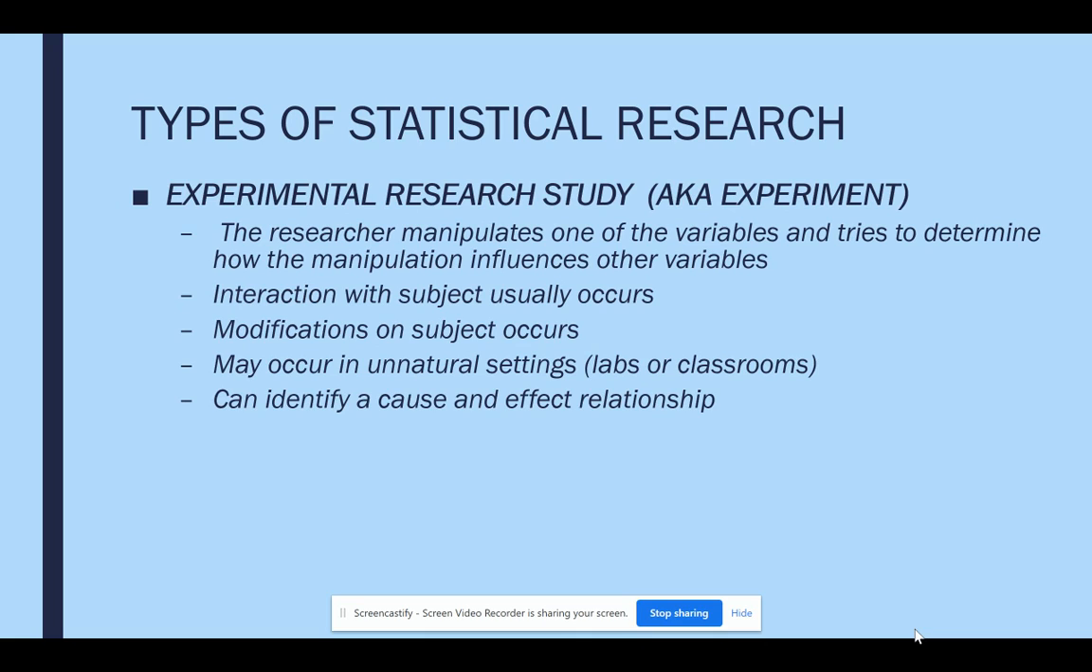Because you are looking at how one variable affects another, you can determine a cause and effect relationship. You can say this particular drug causes the blood pressure to go down. This specific diet lowers your cholesterol, those kind of things. So you can begin to determine a cause and effect relationship with an experimental research study.